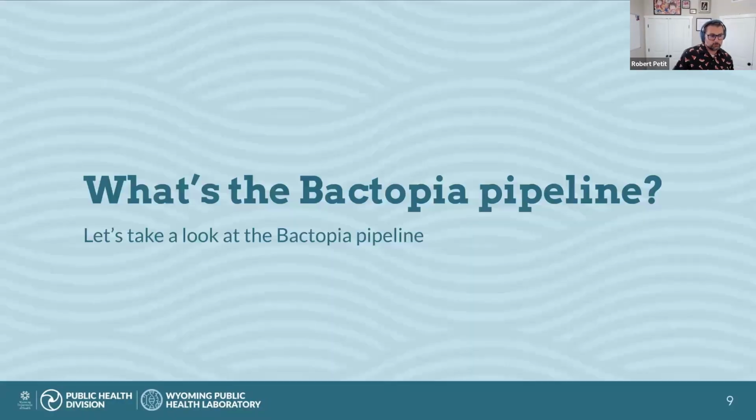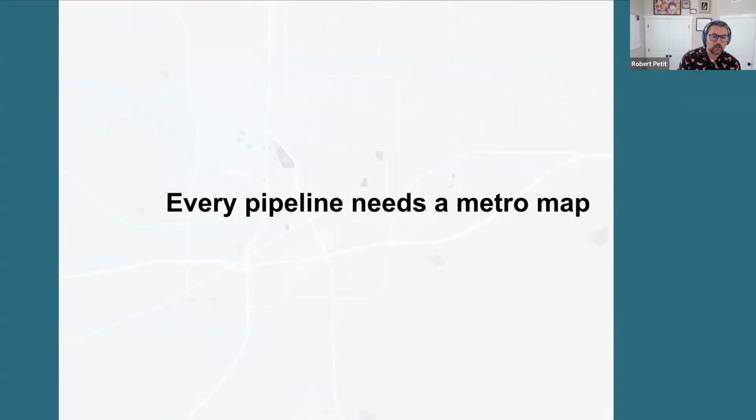So what is this Bactopia pipeline? Let's go ahead and take a look at it. But before we do that, there's an unwritten rule when you're developing Nextflow pipelines that you've got to make a metro map to highlight what your pipeline does, a flow chart of your pipeline. So yeah, every pipeline needs a metro map.